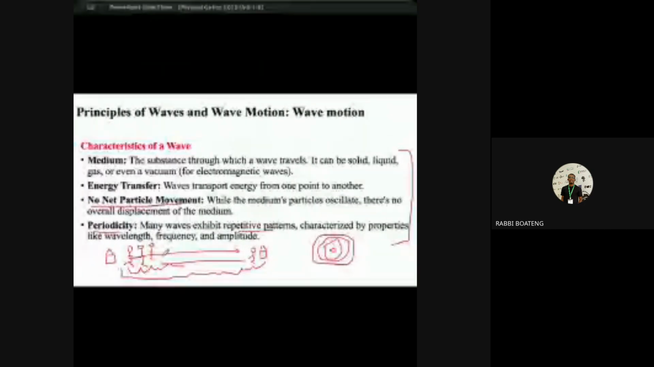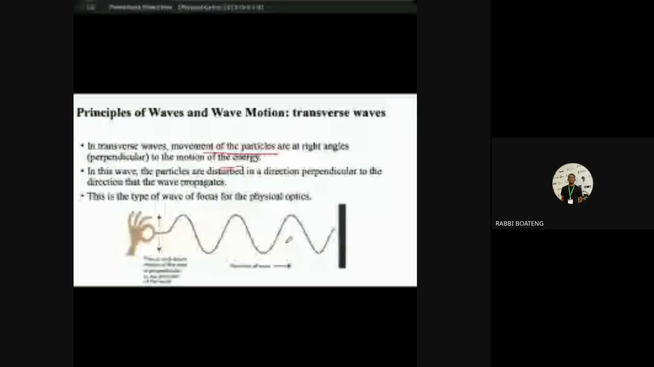But in a situation where, before the first Kojo sends to the second Kojo, he has to jump up and down, in a situation like this, you see, it is perpendicular to the money. And in a situation like this, we are calling it a transverse wave. So the movement of the particle is at right angles, or perpendicular, to the motion of the energy. So if Kojo is sending to the next Kojo, he will jump down, buy something, up and down, buy something, up and down, buy something.